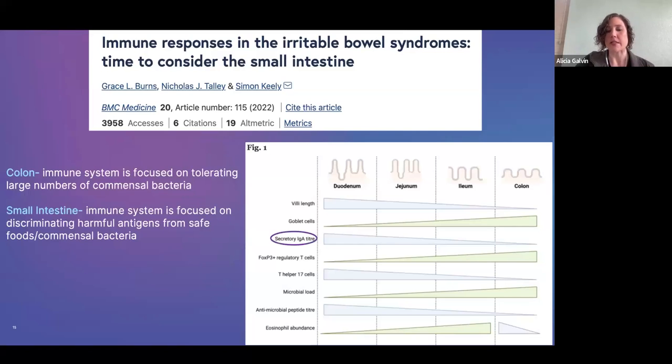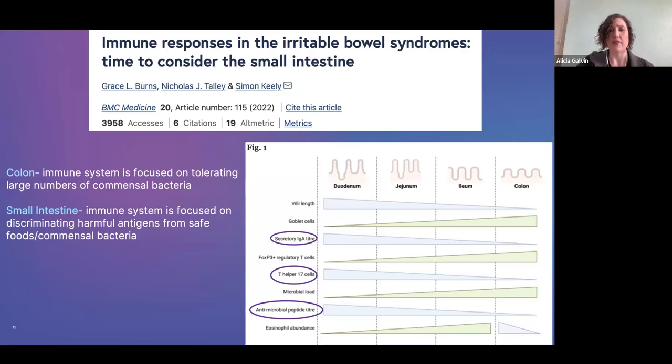If we look here, in the duodenum, which is the first part of the small intestine, we have a much higher secretory IgA titer. Secretory IgA is basically there to help manage pathogens and regulate what gets presented to the immune system. We also have a lot more T helper 17 cells, which are very protective as long as there's balance. When there's imbalance, that's when we get into problems with autoimmunity and inflammation. And again, the antimicrobial titer is much greater in the small intestine than in the colon.